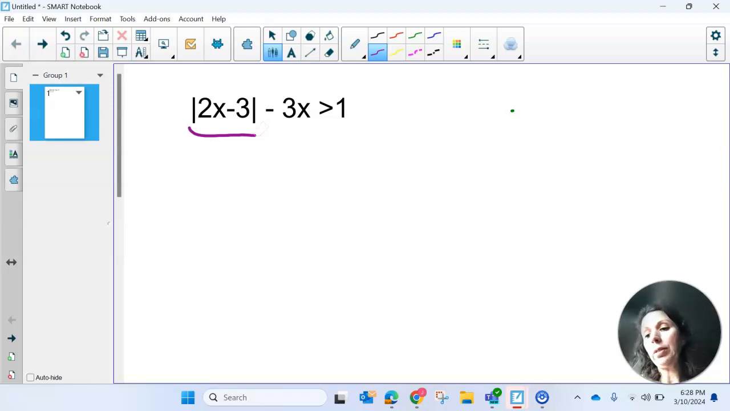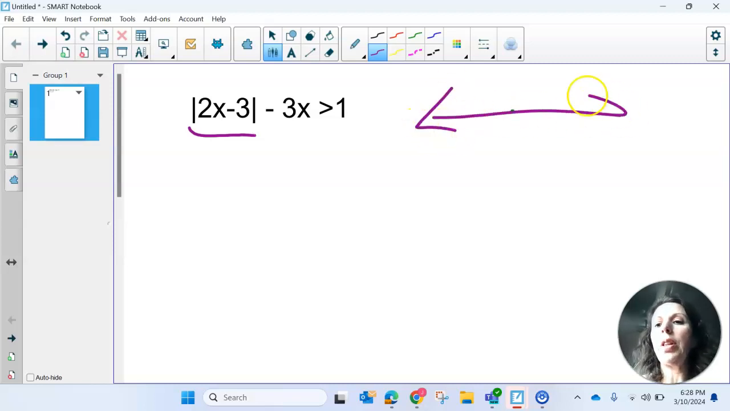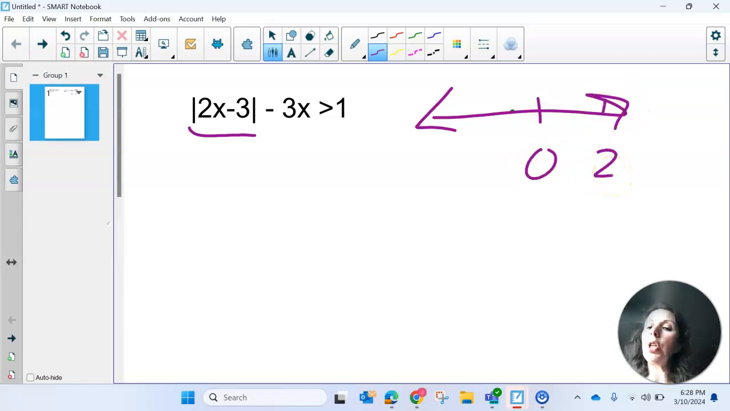Who can help me out? Yes, that's exactly what it is. It's the distance away a number is from zero on the number line. So if this is our number line, the absolute value of 2 is 2 because it's 2 away from 0. However, the absolute value of -2 is also 2 because it's 2 away from 0.